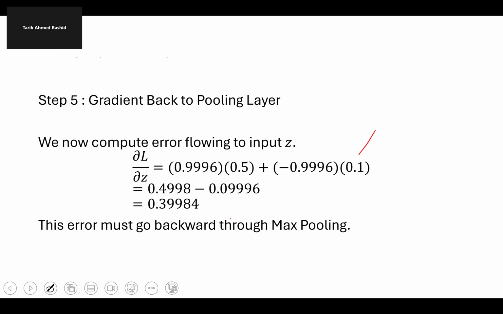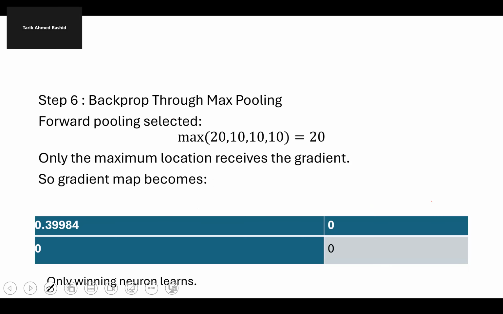Now we multiply it by the 0.5 and 0.1, and you see delta over delta Z is 0.39984 at max pooling layer. So it means that previously we had 20, 10, 10, 10. Now we have 0.3999, and the gradient for the rest, because these are smaller than 20, they will be considered as zero. So 0, 0, 0, and that's the gradient at the pooling max level.